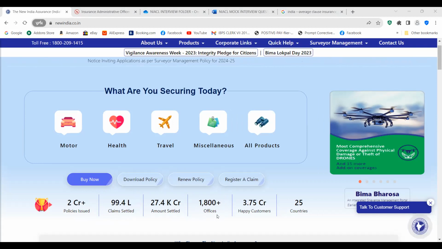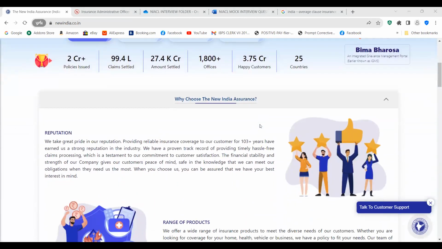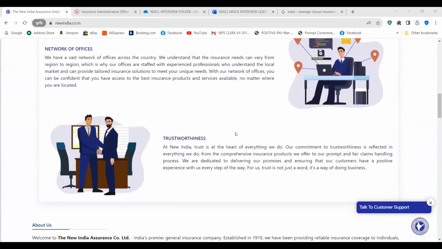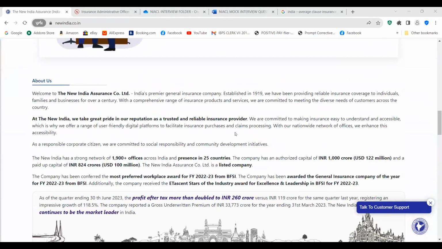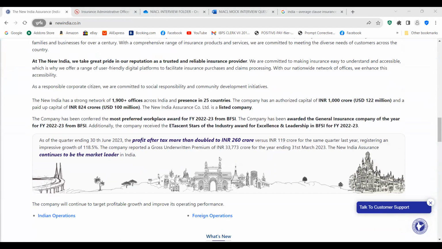NIACL has 1,800 offices. They have 3.75 crore customers. And incidentally, NIACL has got offices in 25 countries. They normally issue motor insurance, health insurance, travel insurance, miscellaneous insurance, and all products. So these things you have to go through whenever you get time. Please go through about the company.